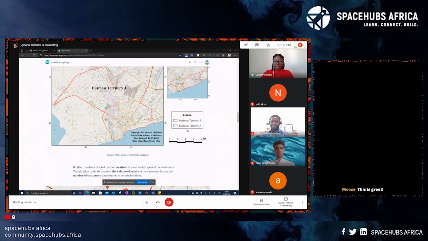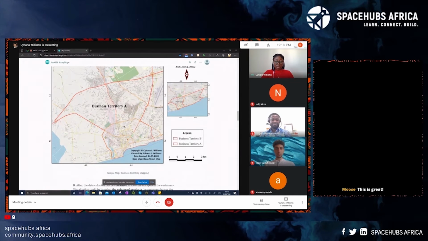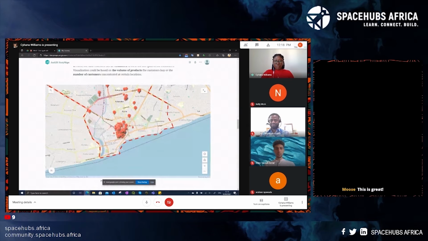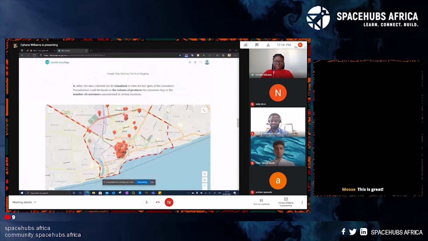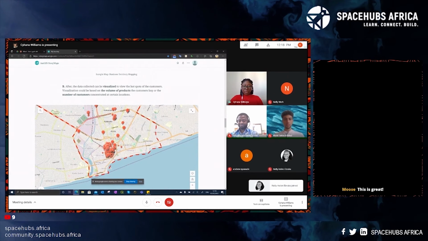So this is an example where you can see the bigger overview here, where you have 2 territories, and this is a much deeper understanding of one of the territories. So moving on, this is a map that shows what you can do with the data. This is customer geodata, where you can visualize where your customers are located and know the volume of products that they usually order. So with this, you can do so much.